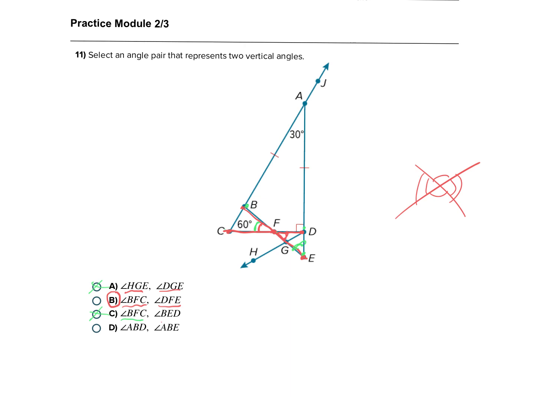And then ABD, so that's this angle. And then ABE. Oh, actually ABD isn't even an angle because it goes off like this. So yeah, D doesn't even work. So yes, B is our correct answer.